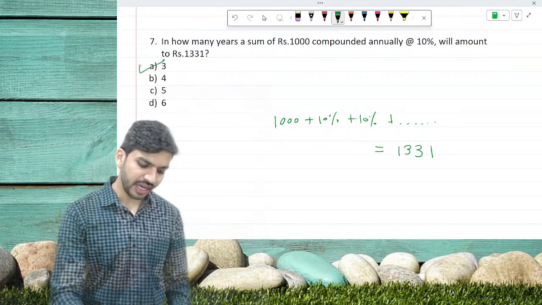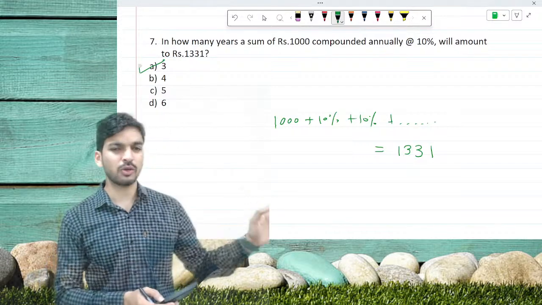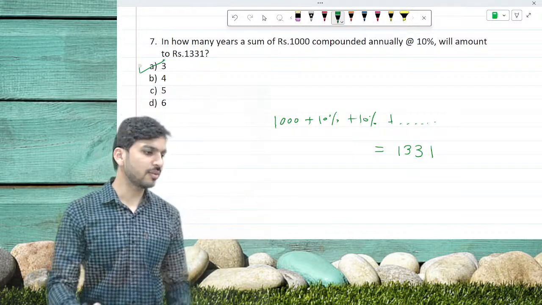Very good. Option A is the very correct answer. Very simple question this was.